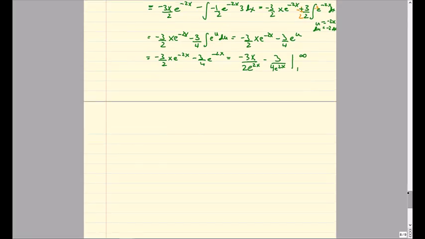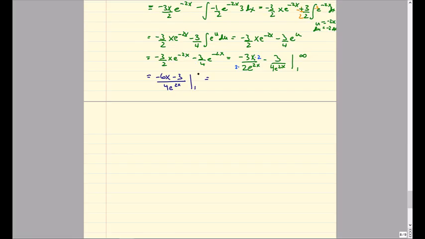So as I take my limit here, I can see the first term is going to go to 0, and so is the second when I evaluate at infinity. But what I get here is going to be infinity minus infinity, which is actually an indeterminate form. So I guess I have to rewrite these in terms of a common denominator to write this as a single fraction. So to do that, I'm going to multiply top and bottom by 2. So I get minus 6x minus 3 all over 4e to the 2x. Now I'll evaluate this from 1 to infinity.